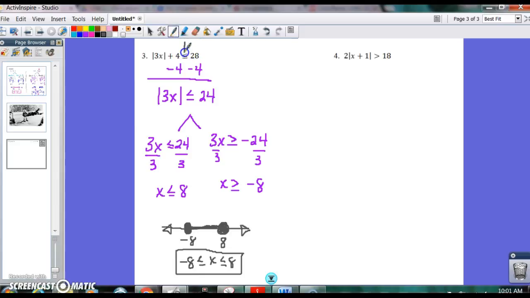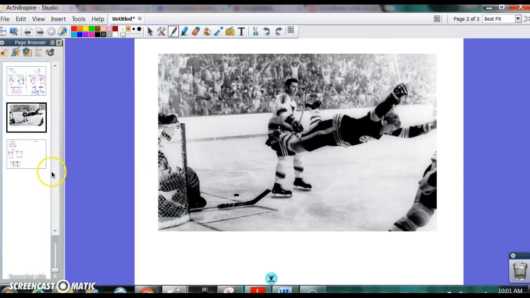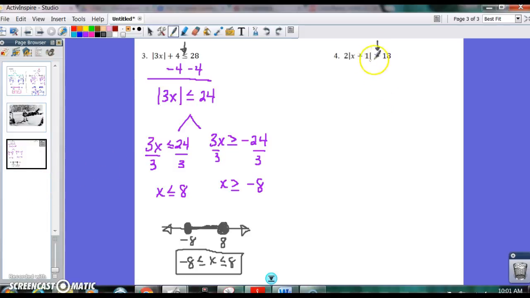Okay, again, this was a less than or equal to symbol, and I shaded between. Now you look at this one, you say, oh dear, there's a greater than symbol that tells me I have to have an or in my answer. Why? Because nobody is greater than Bobby Orr. Okay, so here we go. I have to get that absolute value by itself. So the first thing I'm going to do is I'm going to divide both sides by 2.